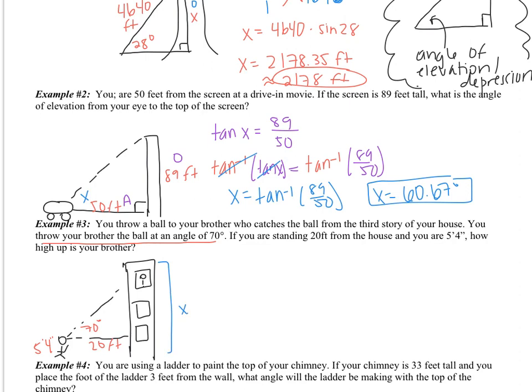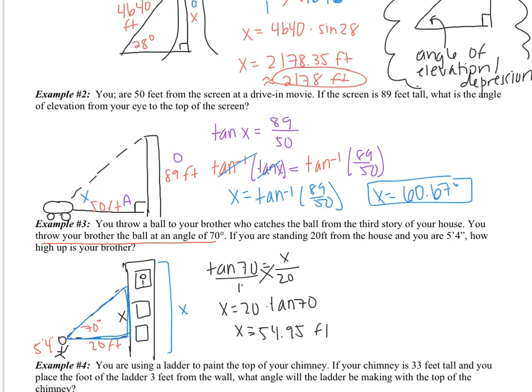Now if I look at my triangle, this is the triangle that I have. I'm looking for how high up my brother is, so I'm going to mark this side x. I notice that I have opposite and adjacent, which is going to be tangent. So I have the tangent of 70 degrees equals opposite, which is x, over adjacent, which is 20. If I put this over 1 and do cross products, I get x equals 20 times the tangent of 70 degrees. My calculator tells me that that is 54.95 feet.